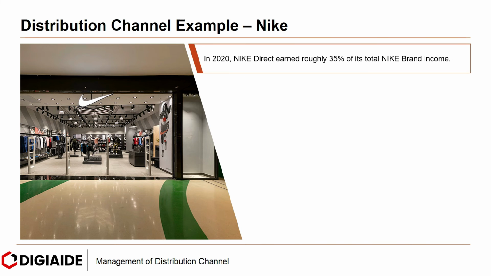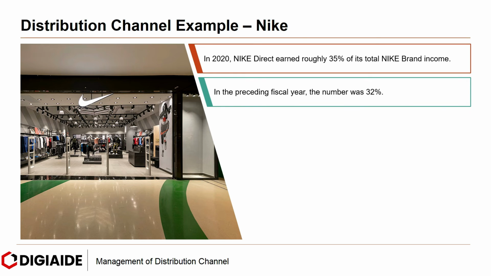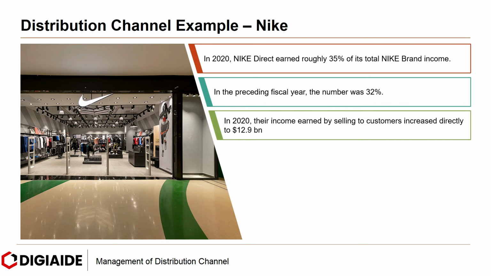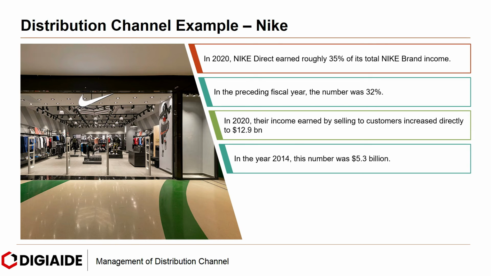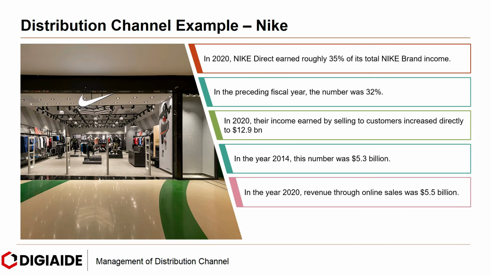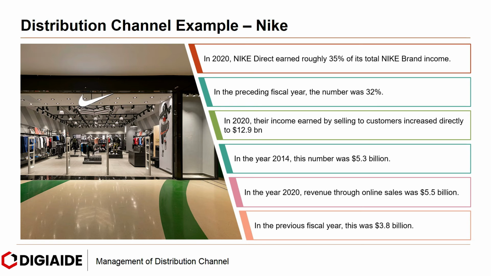Moving further, in 2020, Nike earned roughly 35% of its total Nike brand income. In the preceding fiscal year, the number was 32%. In 2020, their income earned by selling to customers directly increased to about $12.9 billion. In 2014, this number was $5.3 billion. In the year 2020, revenue through online sales was $5.5 billion, and in the previous fiscal year, this was $3.8 billion.